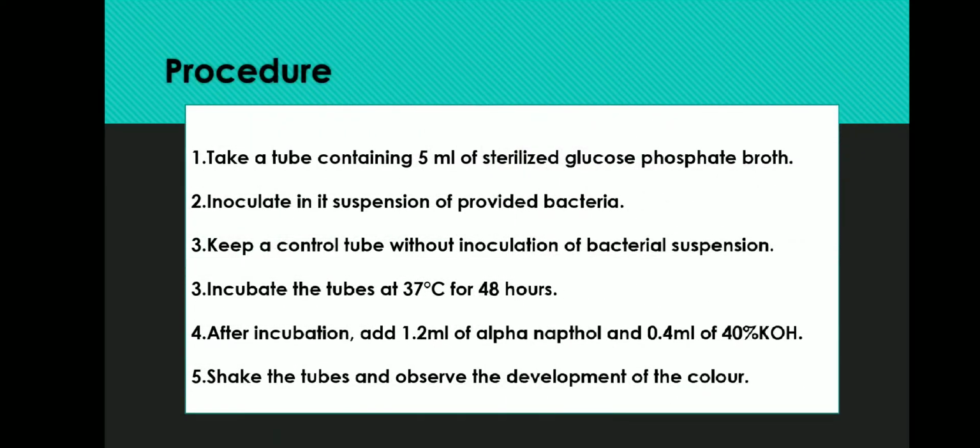Procedure: take a tube containing 5 ml sterilized glucose phosphate broth, and inoculate it with a suspension of the provided bacteria. Keep a control tube without inoculation of the bacterial suspension. Incubate the tubes at 37 degrees Celsius for 48 hours. After incubation, add 1.2 ml of alpha-naphthol solution and 0.4 ml of 40% KOH solution. Shake the tubes and observe the development of the color.